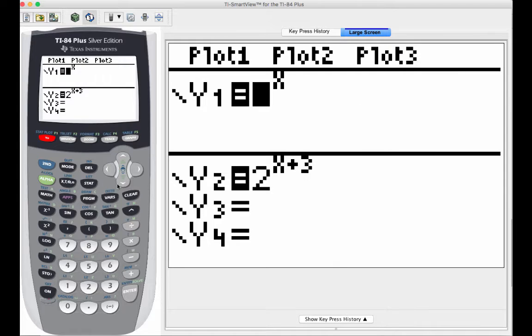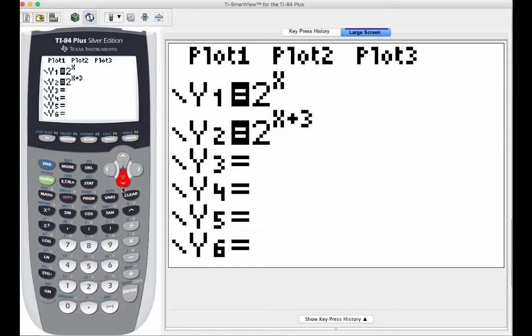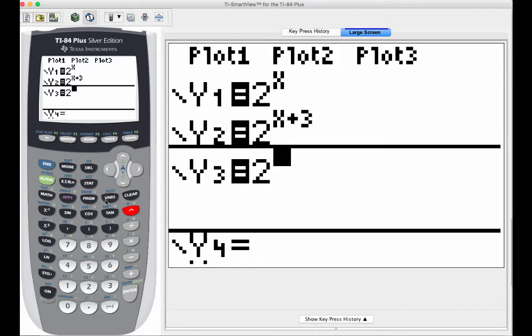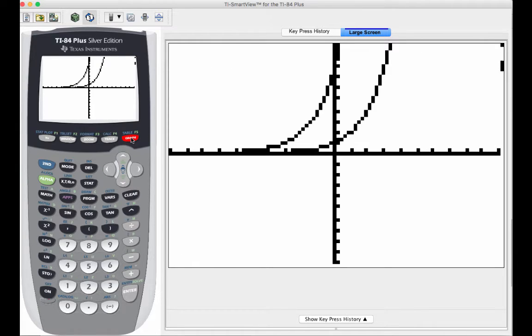Similarly, if we come in here and put in y equals 2 to the x minus 3, and we press graph, what we'll see is that this function gets shifted 3 units to the right. In other words, this point that was at (0, 1) is now over here at (3, 1). So notice this point is right here.